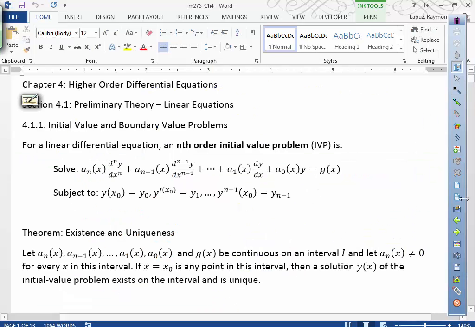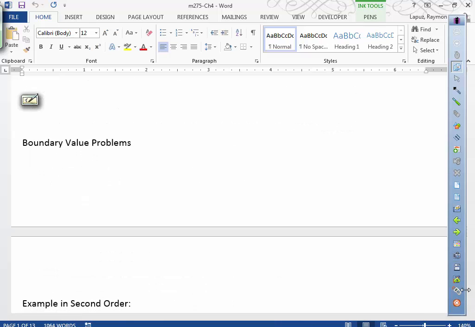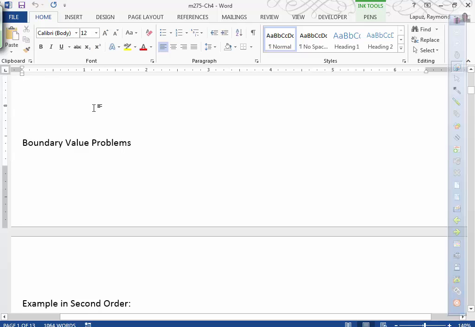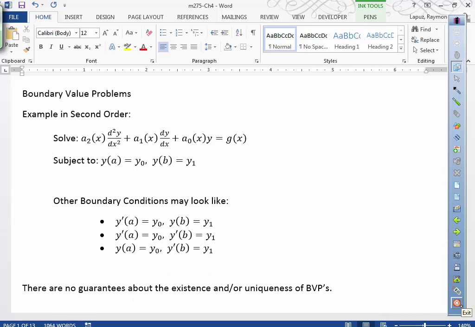Let's take a look at boundary value problems, which again I gave you on a test. I don't know if anybody realized that, but boundary value problem was highlighted in a little box at the end of one of the sections in Chapter 1, so I thought it was fair game.